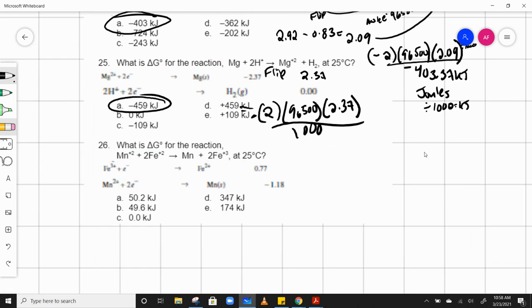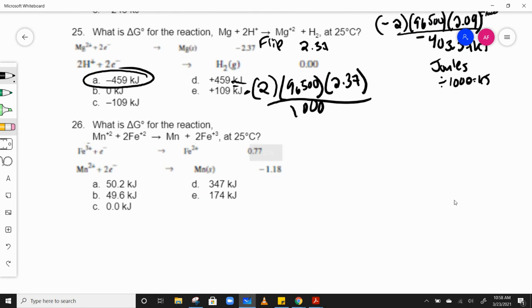Okay, and then 26, pretty much the same thing as the other ones. Delta G equals negative nFE. I don't remember which one of these, but I mixed up some of these things, so make sure you go back and check. I think I wrote the wrong ones for some. I don't remember which ones, but I fixed it now, so they're good now. But they might have been wrong before.